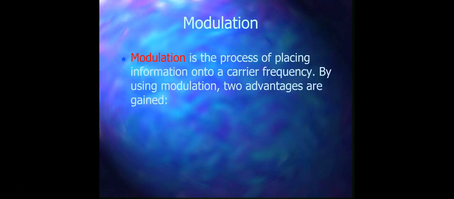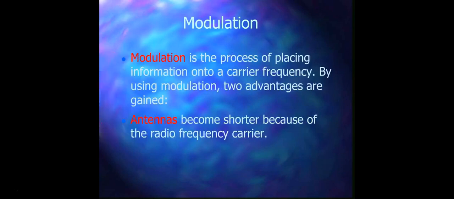So to remove this problem, what we need to do is modulation. And there are three ways of doing the modulation, which are amplitude modulation, frequency modulation, and phase modulation. Let's first understand what modulation is. Modulation is the process of placing information onto a carrier frequency.